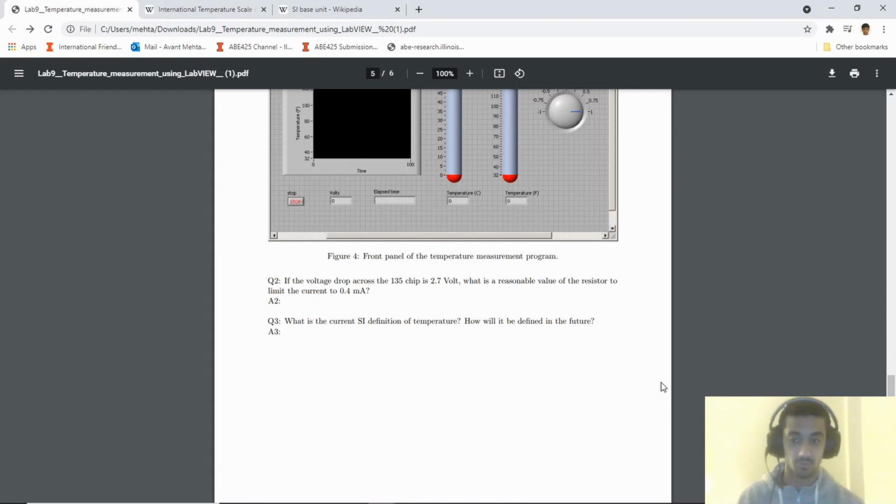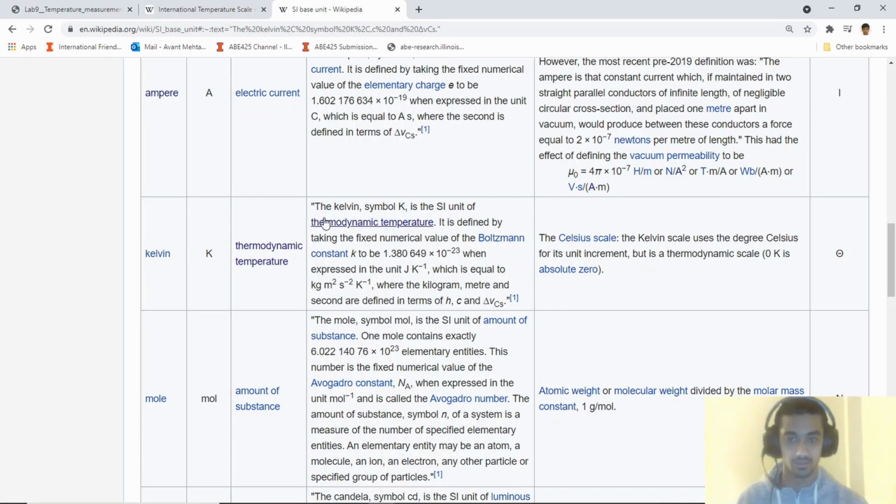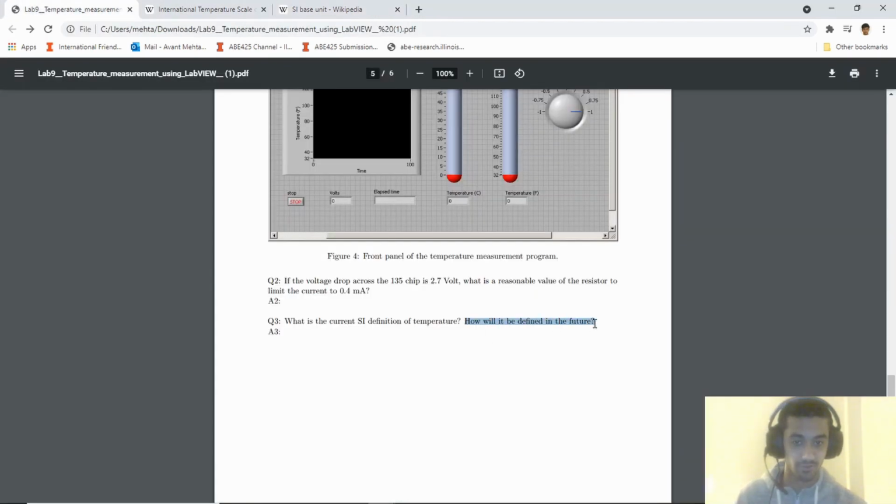And the third question is, what is the current SI definition of temperature, and how will it be defined in the future? So as we know, temperature is basically a measurement of the average kinetic energy of the particles of a substance. And if you look over here for the SI base unit, the Kelvin, symbol K, is the SI unit of thermodynamic temperature. And it's defined using the Boltzmann constant k, which is 1.38 times 10 to the -23rd. And of course, we know the Celsius scale is basically based on the Kelvin scale, but with a fixed value offset. And how will it be defined in the future?